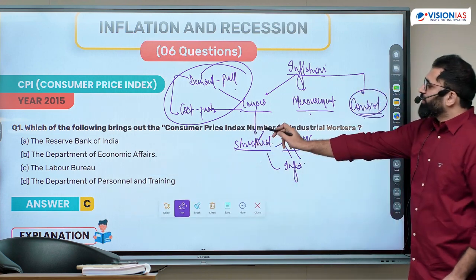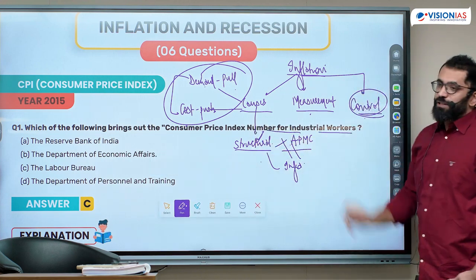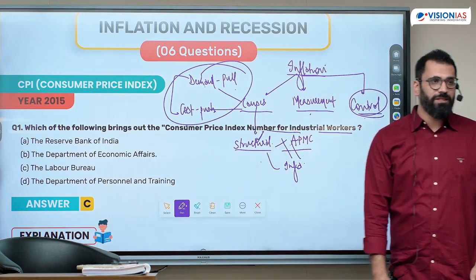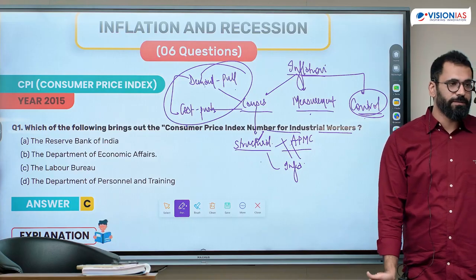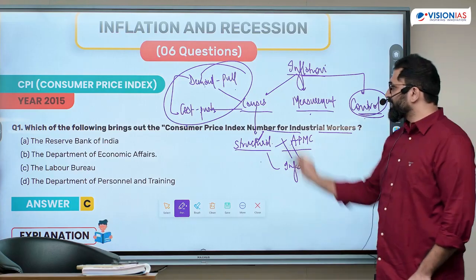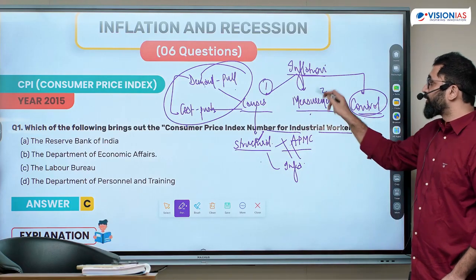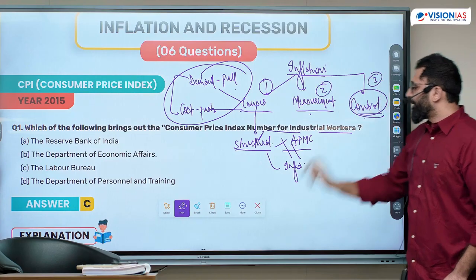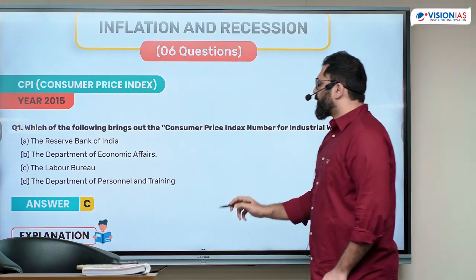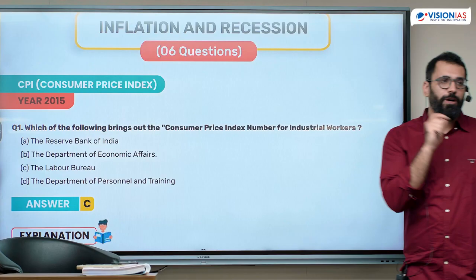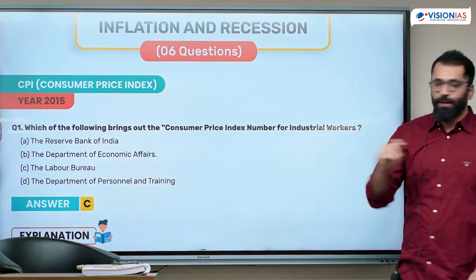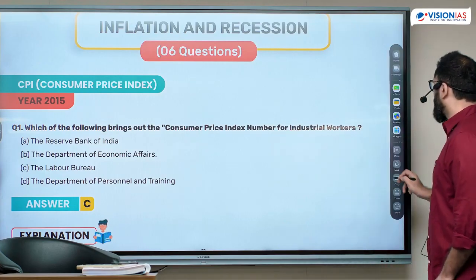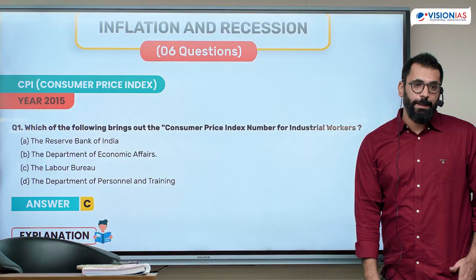Which of the following brings out the consumer price index for industrial workers? There are different types of measurement tools for inflation. What are those? Is it clear, the three types of questions which will come from inflation? Now, at what points are we measuring inflation? India measures inflation at what points?